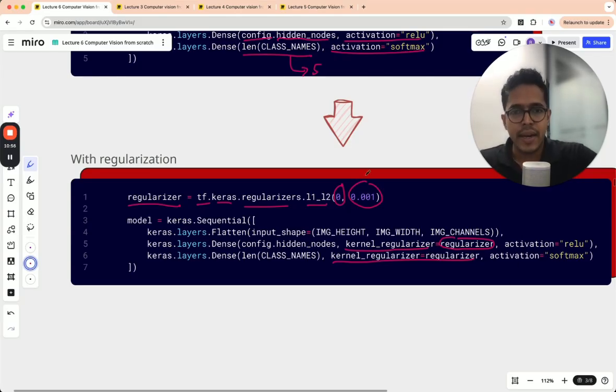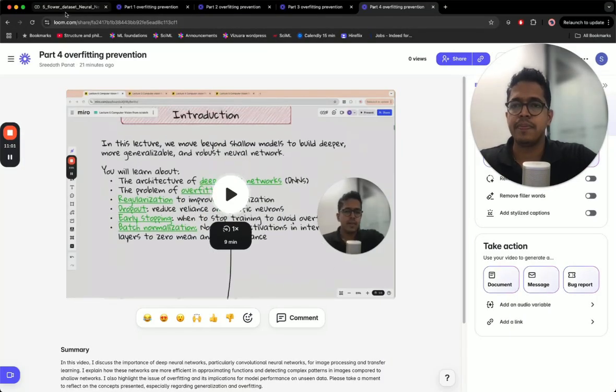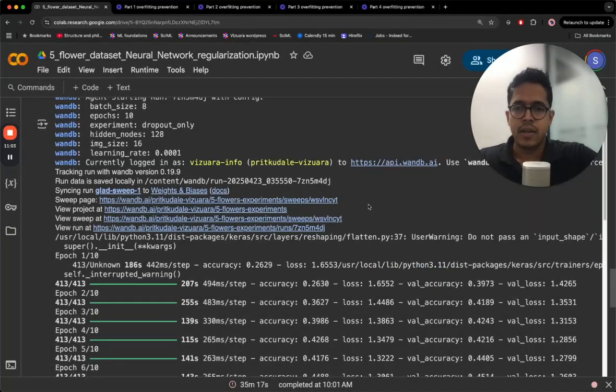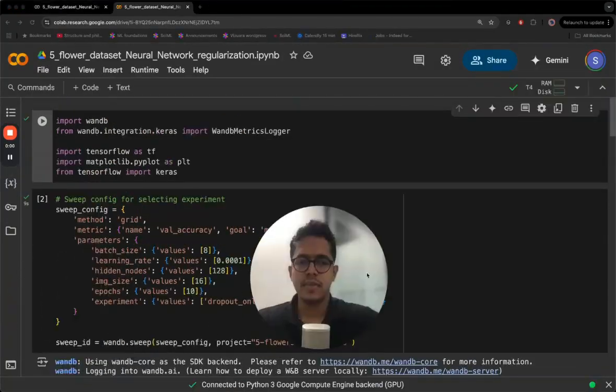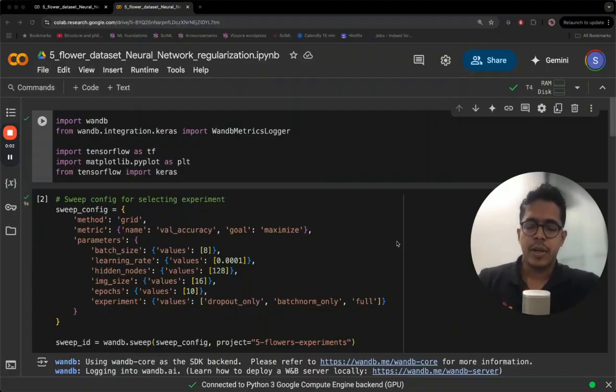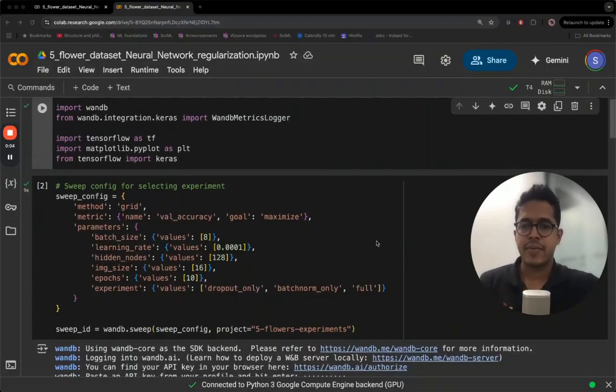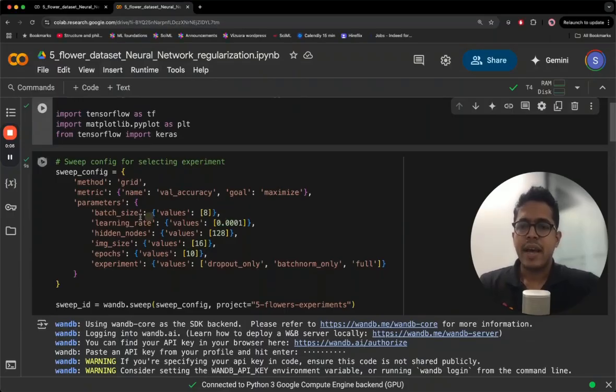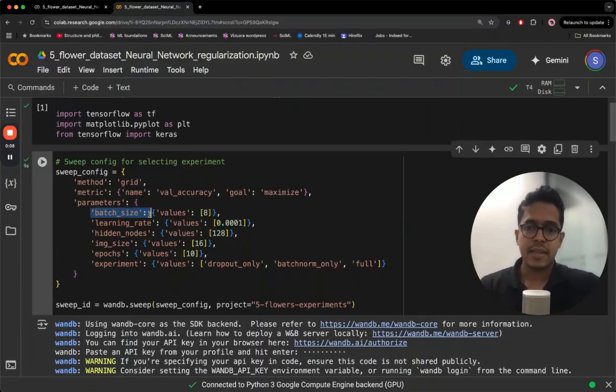So I have already run the code by making this change. Let me first show you the code. Implementing regularization in our code is fairly straightforward. Last time we had a few different parameters. We had batch sizes of 8 and 16. I deleted 16 because from our hyperparameter tuning, I realized that the best batch size is 8.